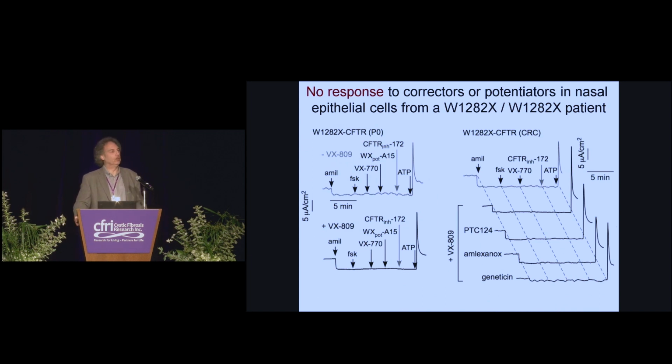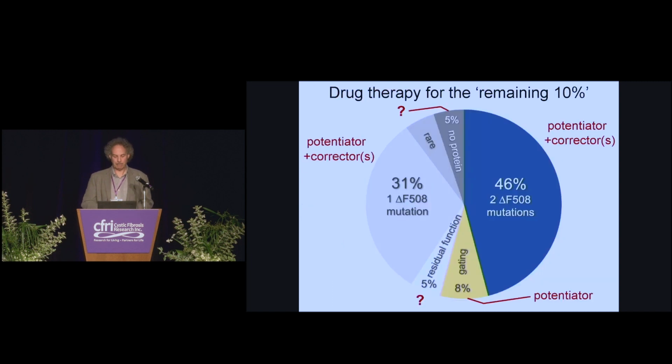So the question is, what does it do in real human cells? And it's been very hard to come by because they're relatively rare in the United States, delta F W1282X homozygous cells. And we found, using cells from one patient, unfortunately, absolutely no effect of any of the compounds. We believe this is due to patient-specific factors, and I'll come back in a few minutes to a different patient where we did see some activity. But let me come back to the no protein remaining 5%, and as well as the residual function 5%.